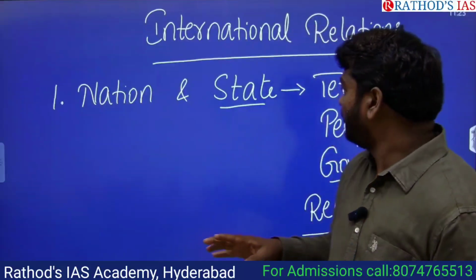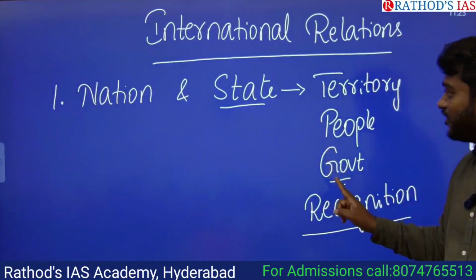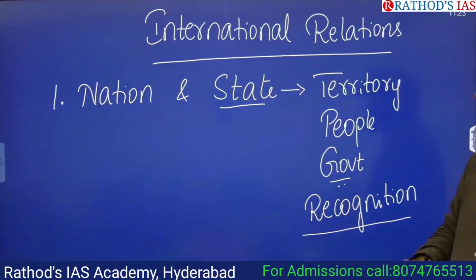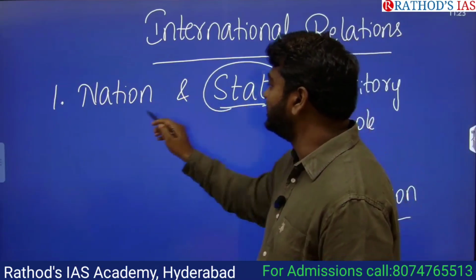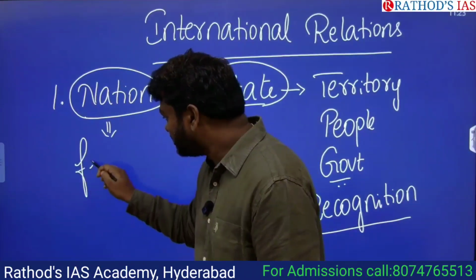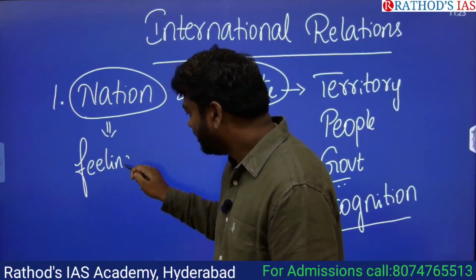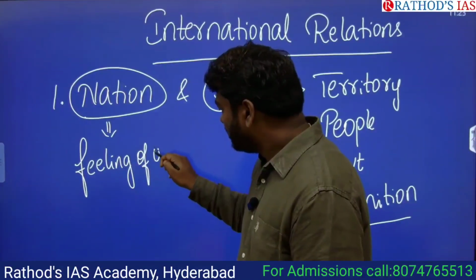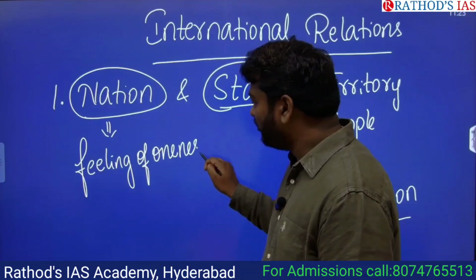Fine. So what are the four things? Territory, people, government and recognition. Then it is called what? State. Okay, what is a nation? Nation is a feeling of oneness.